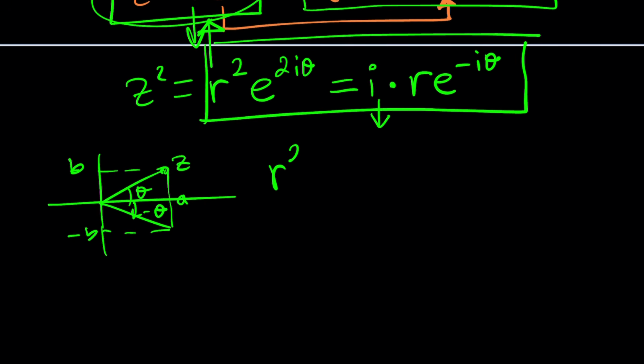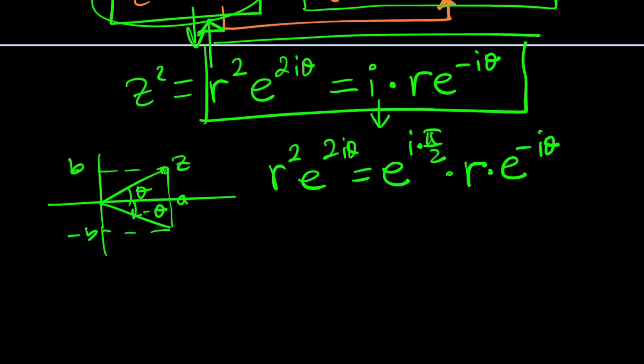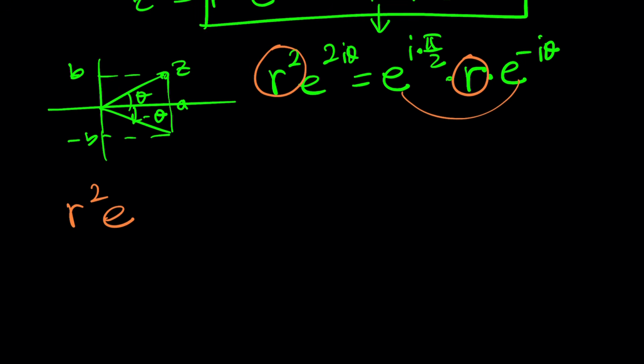For example, first, I want to replace i with e to the power i times pi over 2. Again, Euler coming to the rescue. Multiply by r, multiply by e to the power negative i theta. I'm going to put these two together because they're both exponentials, and write the r first and r squared here. r squared e to the 2i theta equals r times e to the power i times (pi over 2 minus theta), which is kind of like changing the sine and cosine, if you ask me what it does. And that's the equation we are getting.